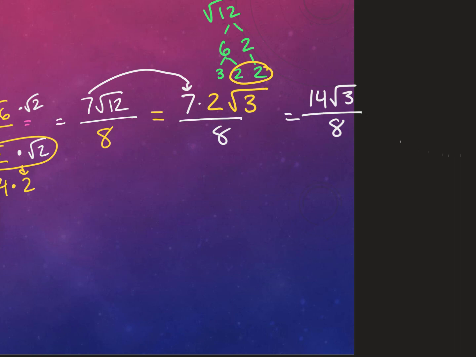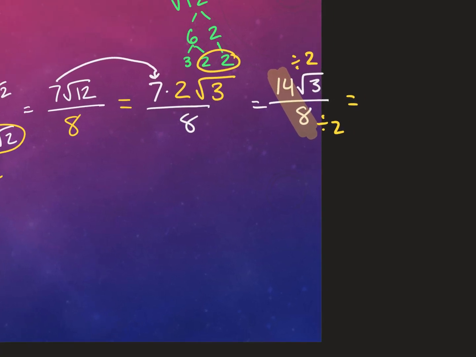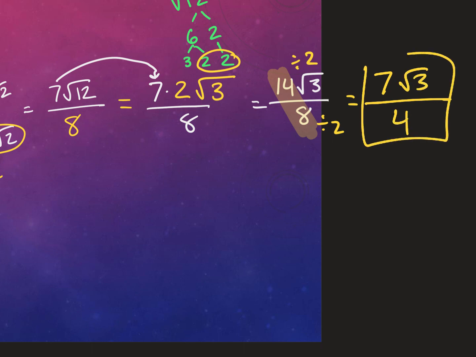And we could simplify this even more because what number goes into both 14 and 8? 2. So I can divide them both by 2. Because they are both whole numbers, neither one is in the radical, I can simplify. If one was in the radical and one was out, you can't simplify it. But because they're both whole numbers outside the radical, we can divide them both by 2. So this would be 7 square root 3 over 4. Notice how the radical just stays the same. I'm only dividing the whole number and the whole number.